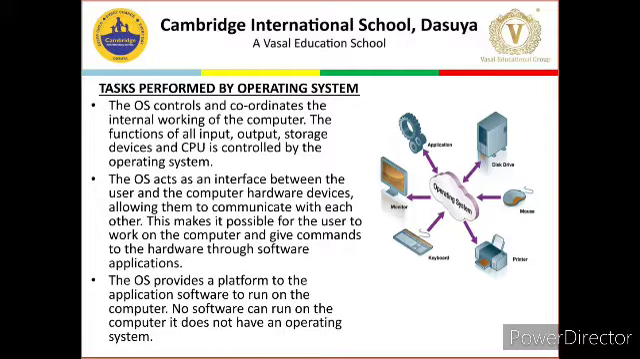The OS acts as an interface between the user and the computer hardware devices, allowing them to communicate with each other. The OS provides a platform for the application software to run on the computer. No software can run on a computer that does not have an operating system. So, the operating system is the foremost software which we need to install first on the computer system.